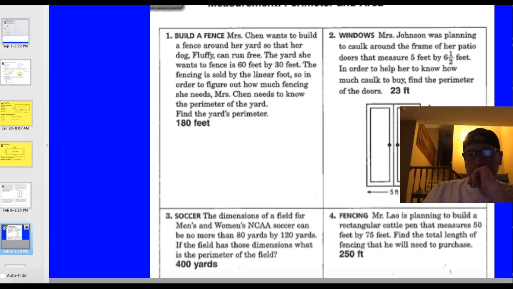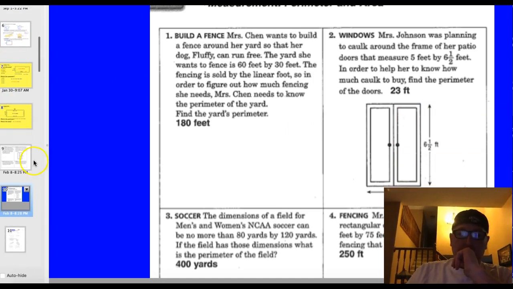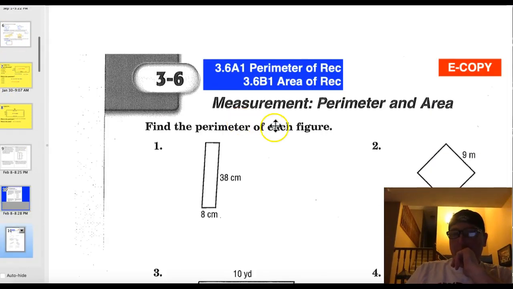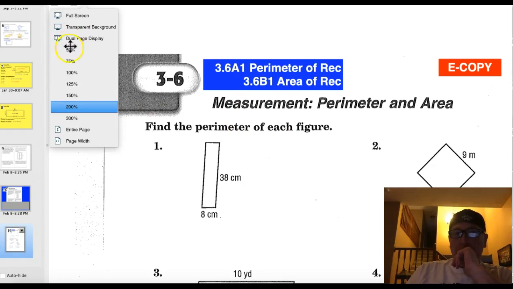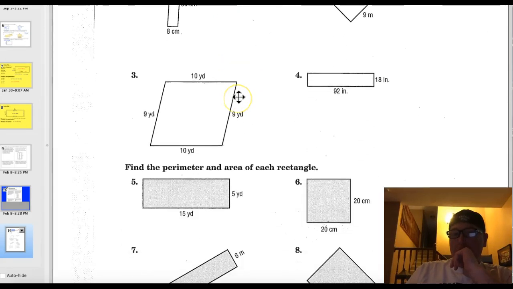Okay. And finally, your independent work. This one will be attached to your assignment, so you can just download it, put it into Notability. 1 through 14, really easy. Make sure you're following the directions. Make sure you're finding either perimeter or area, depending upon what it asks for.